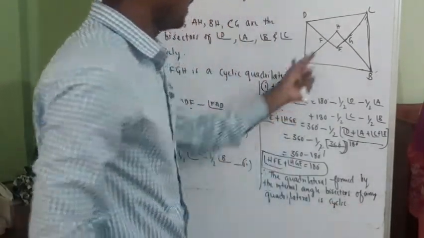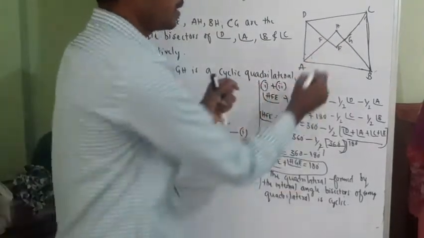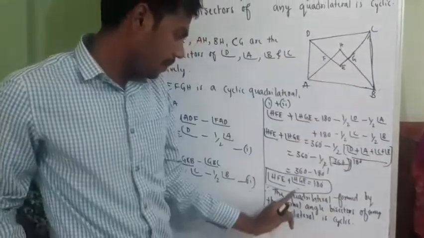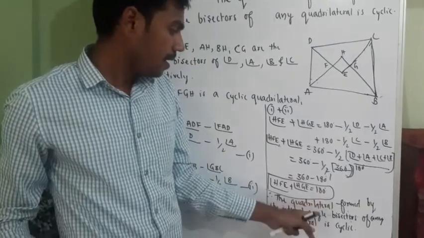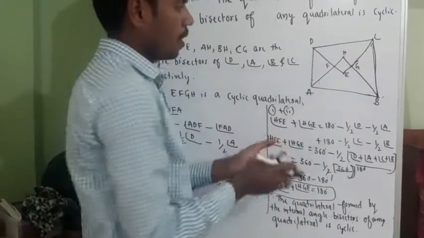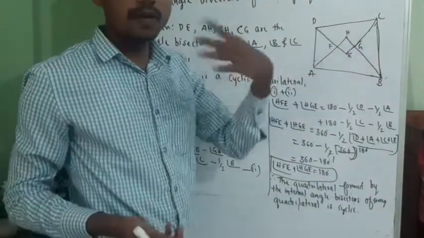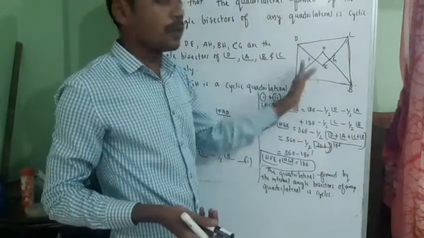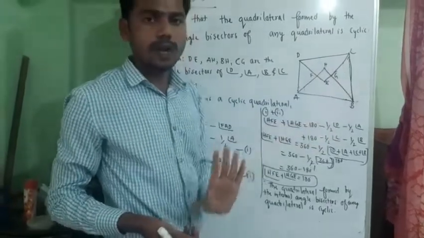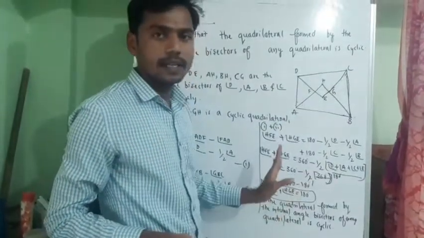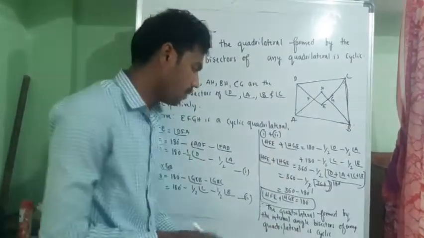Fine, we proved it. See, HFE plus HGE is equal to 180 degrees. So I told you, if one pair of opposite angles is equal to 180 degrees, then we can conclude it as a cyclic quadrilateral. We proved it. Please note this down.